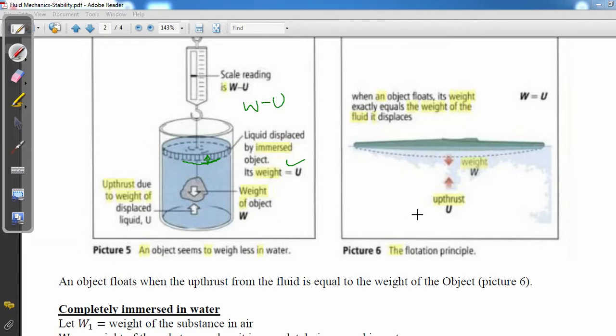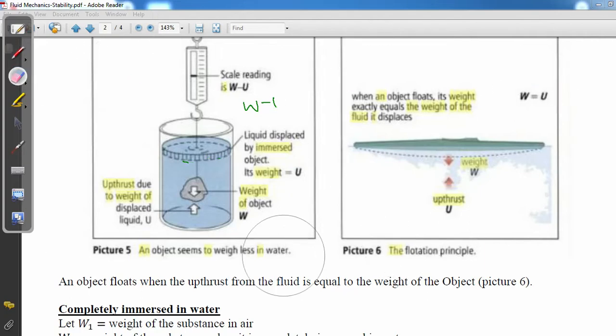But in the free floating condition, or flotation principle, when a body is floating freely on water or any liquid, then the downward force acting is W and the upthrust force is U. That is balancing. That's why it is able to float, otherwise it will drown. So in floating condition W is equal to U. This condition you have to note down.